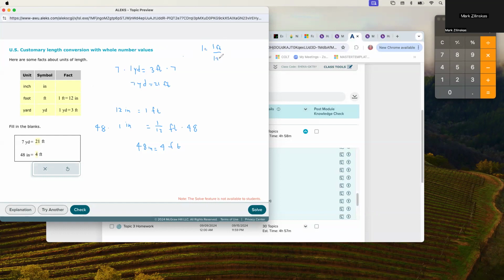This is hard to watch me do this. I messed around a little bit with my iPad. I'm sure there's a way, probably an easy way of doing it using the iPad, but splitting line here. Okay. Or I'm going to write 1 is equal to 12 inches over 1 foot.